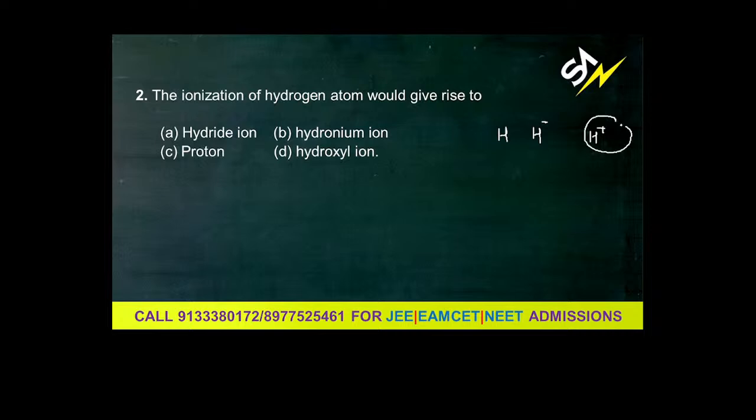Is H plus the hydride ion? No, because it has a positive charge. Next, the hydronium ion is called H3O plus. So what about the answer? The answer is proton. So the H plus ion is called a proton. When hydrogen ionizes, it gives H plus ions. So what is the answer? The answer is C. Okay, proton is the answer.